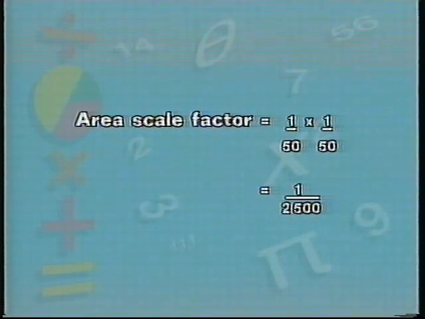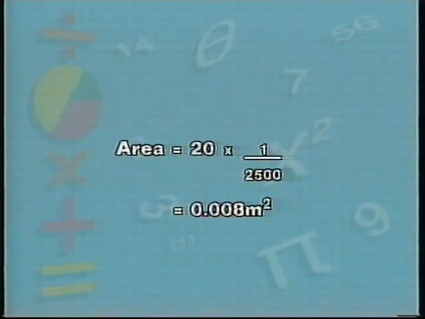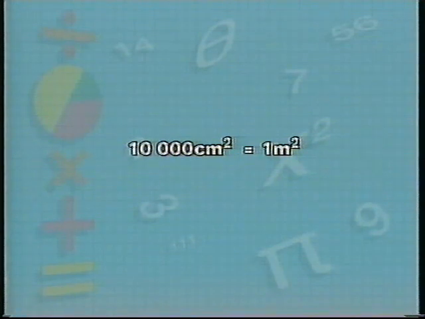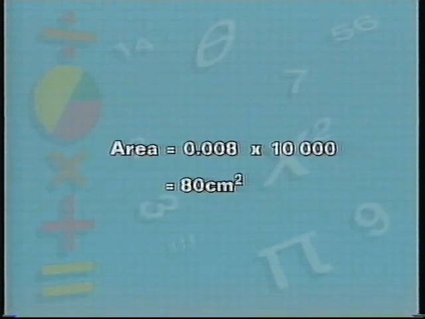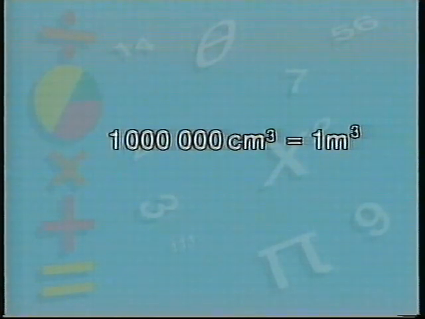The area of the end of the model is 20 square metres multiplied by 1 over 2,500, which equals 0.008 square metres. Now, there are 10,000 square centimetres in a square metre. So the area of the model is 0.008 multiplied by 10,000, which equals 80 square centimetres. Now, what about the volume? Well, there are 1 million cubic centimetres in a cubic metre.